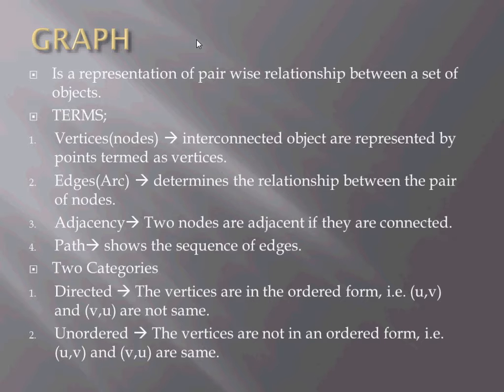There are two categories: directed and undirected. In a directed graph, the vertices are in ordered form, that is (u, v) and (v, u) are not the same. They are different in their direction. u to v is one direction and v to u is the other direction. So unordered means undirected. The graph is not in an ordered form, that is (u, v) and (v, u) are the same. There is no direction, so it looks the same.